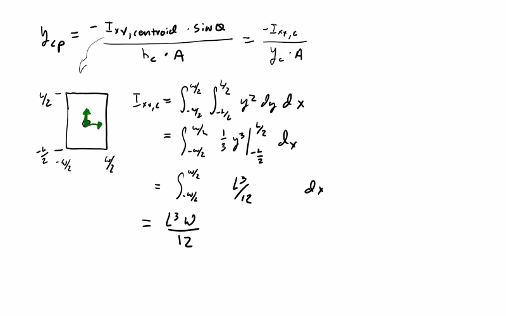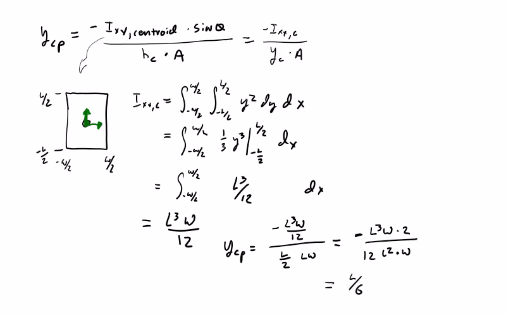All right, now when I go back to my formula over here, I have minus L cubed w over 12. And remember, the centroid is still what? Still L over 2, L over 2 times Lw for the area. So YCP equals minus L cubed w times 2 over 12 L squared times w. And so this equals minus L over 6.